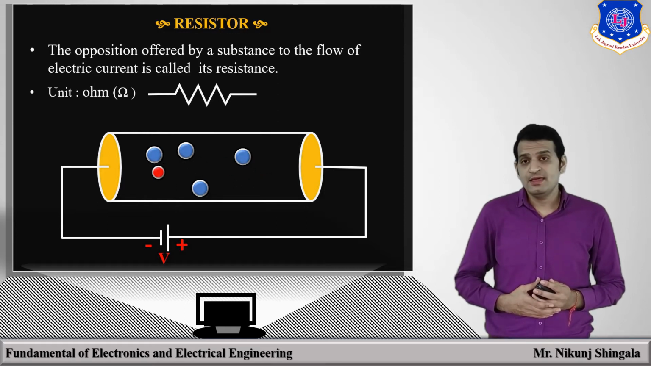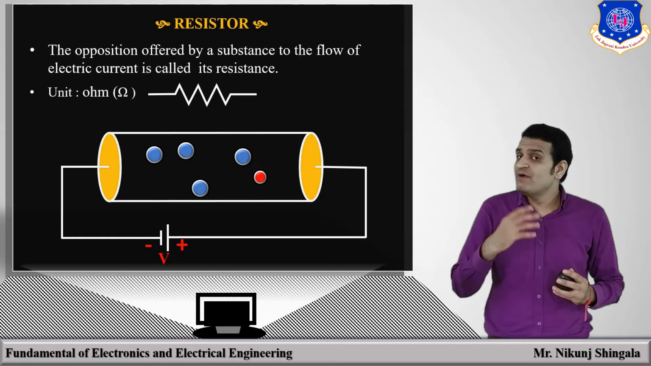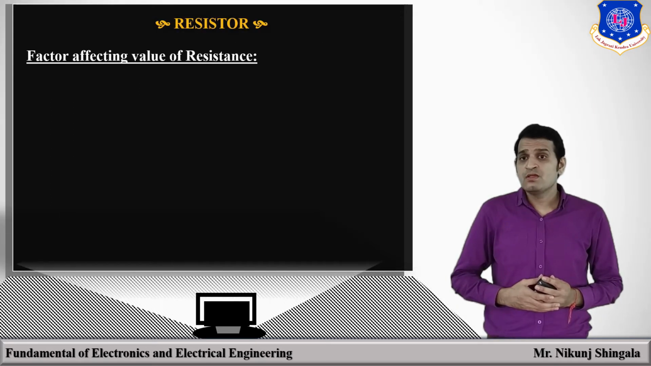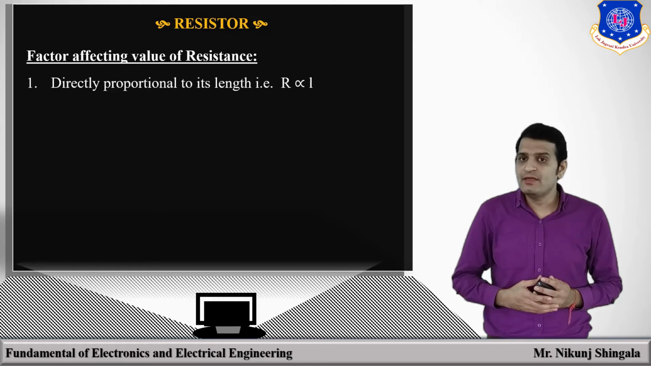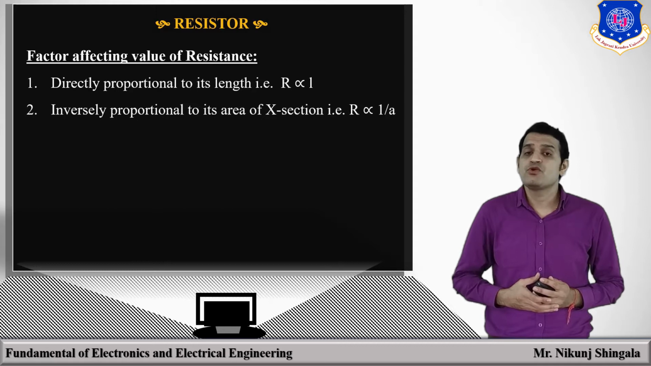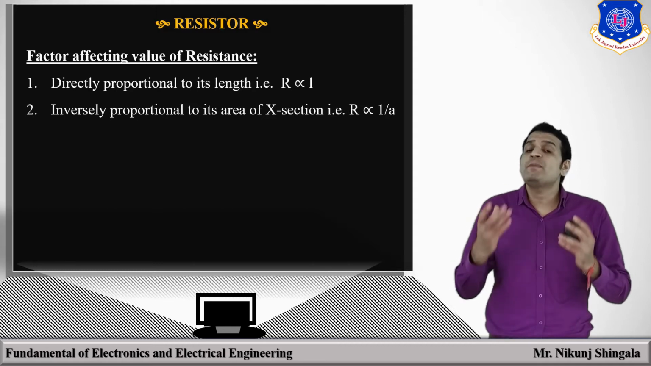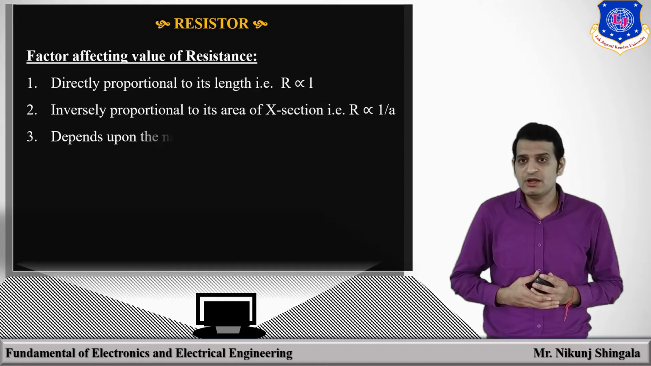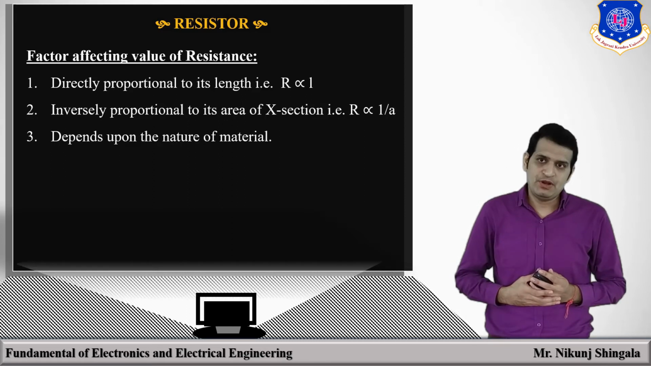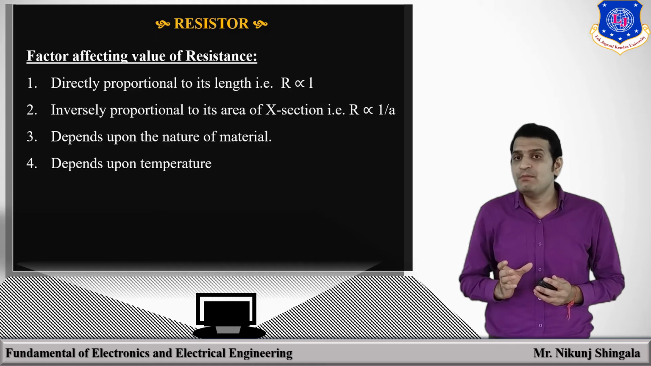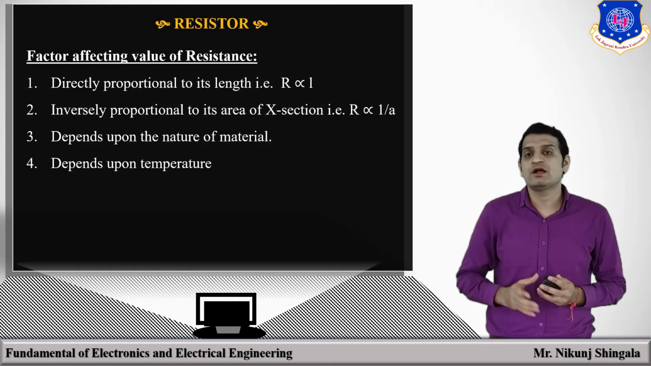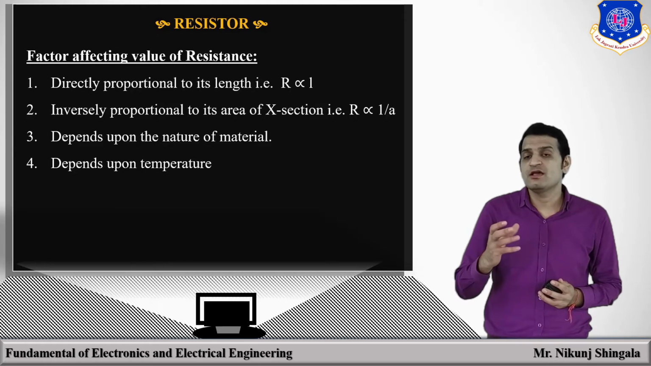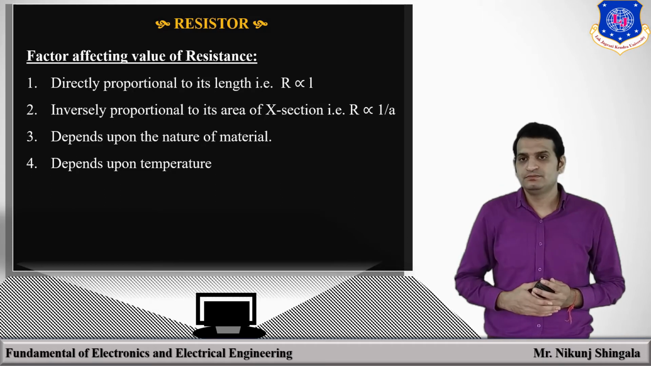Now, let us see the factors affecting the value of the resistance. The first one: the resistance of a conductor is directly proportional to its length, so R is proportional to L. It is inversely proportional to its cross-sectional area, so R is proportional to 1 divided by A. It also depends on the nature of the material, and it also depends on the temperature. So these are the four factors on which the resistance of a conductor depends. And we will discuss each and every factor in detail.